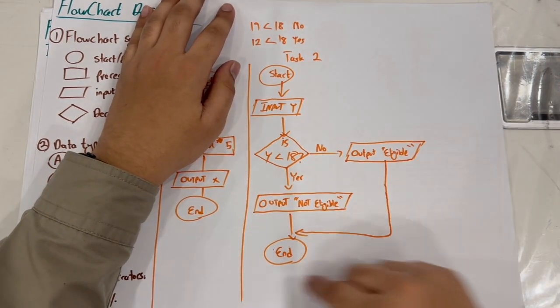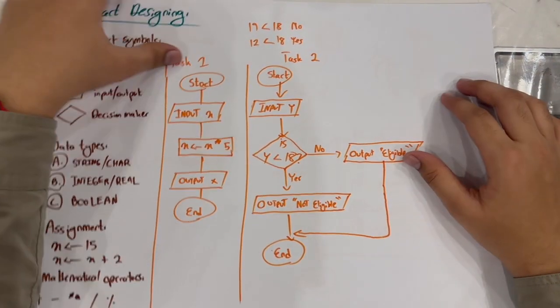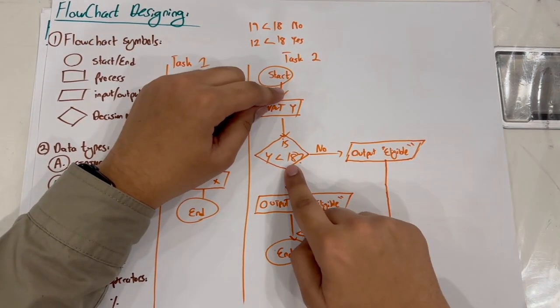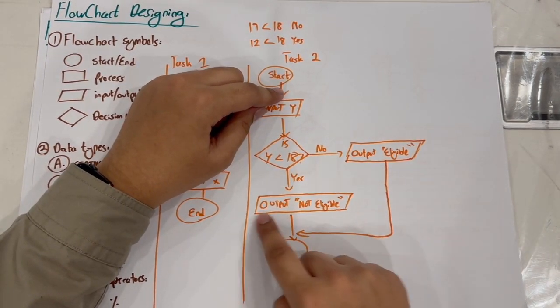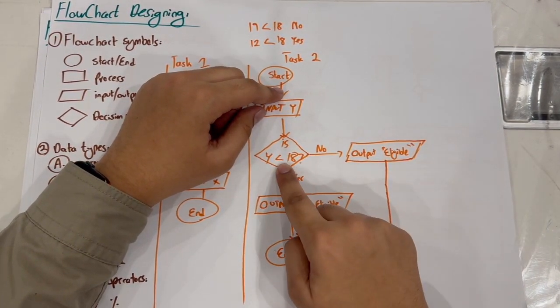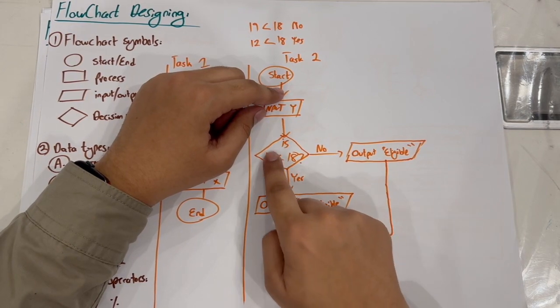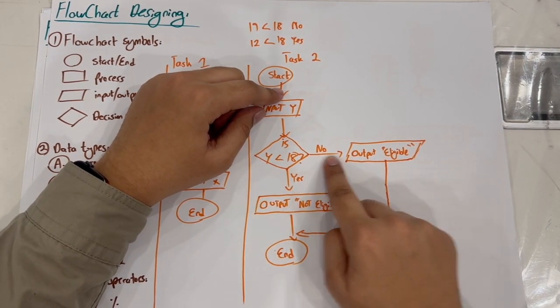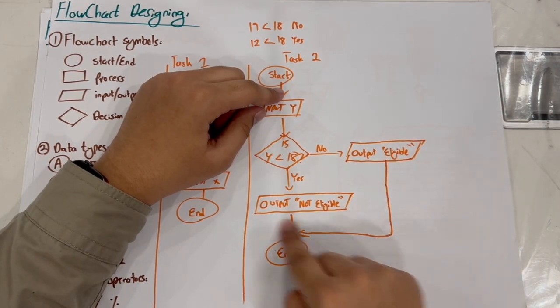Alright, and this was, by the way, the example of the driving license we discussed: if you're under 18, you're not eligible for the driving license. If you're over 18, which means if you're not under 18, you'll go to the no side, eligible for the driving license, and then the program will end.